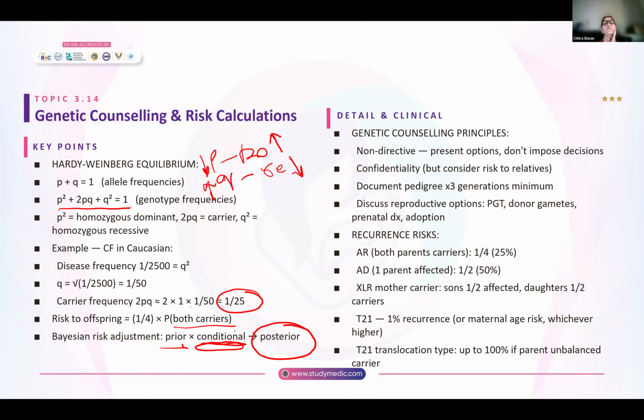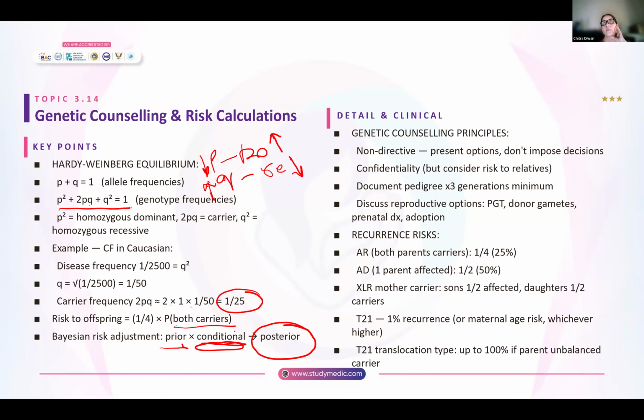Now, we know that whenever there is any genetic disease in the family, the couple or either of the parents will come to you for counseling, either periconceptionally, preconceptionally, or early on in pregnancy. There are a few principles that you have to follow. The first is it should be non-directive. That means whatever options are there for that particular disease or condition, you will tell the options to the individual or to the couple, and you will not impose your decisions onto them.